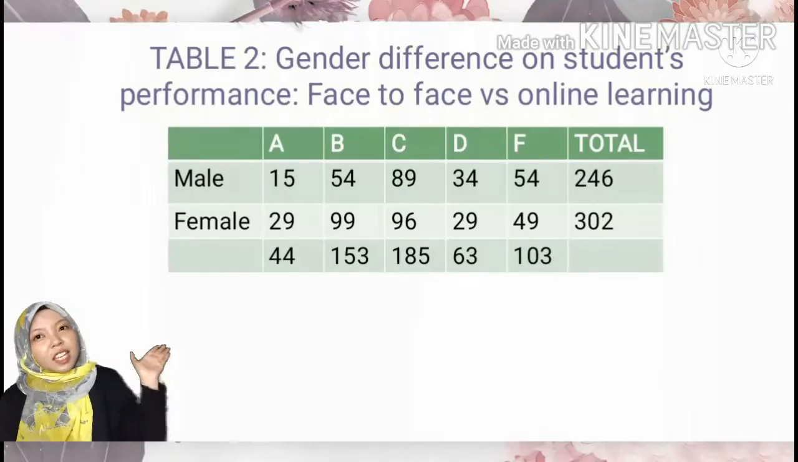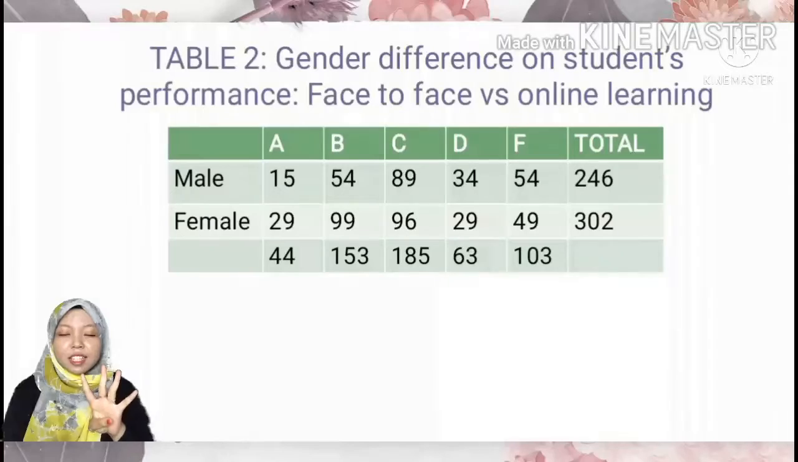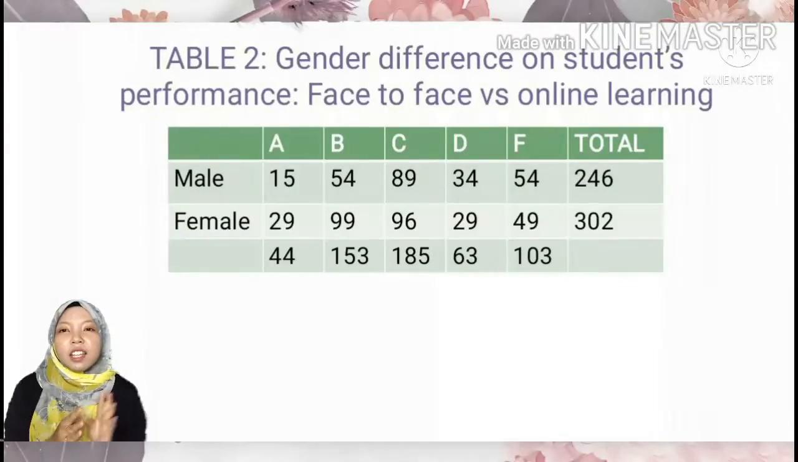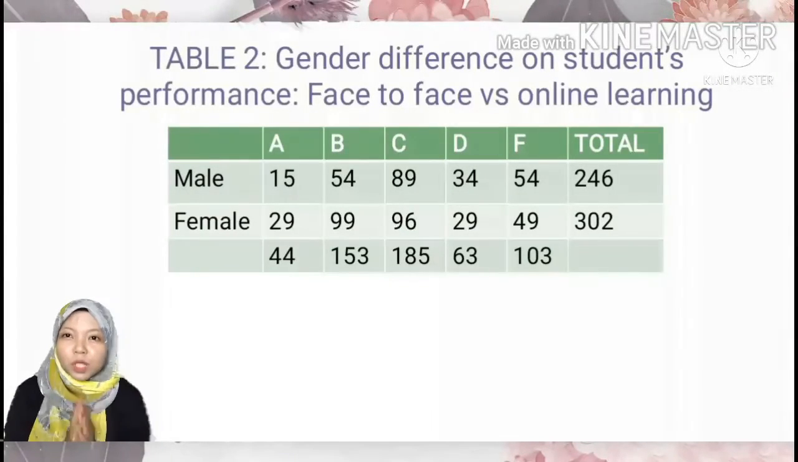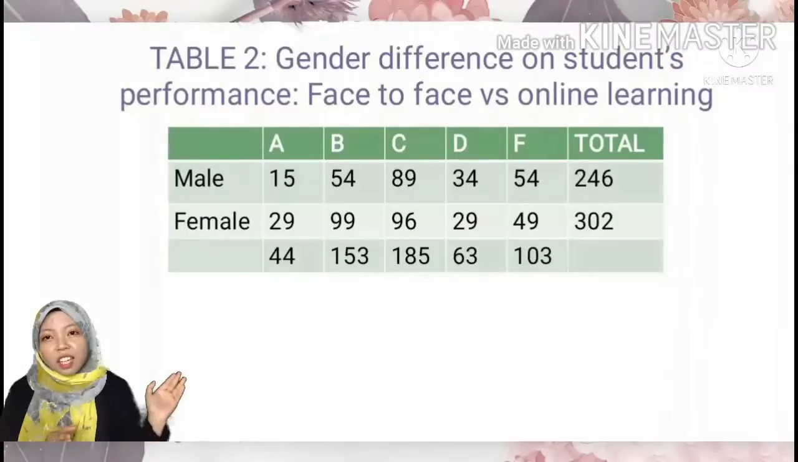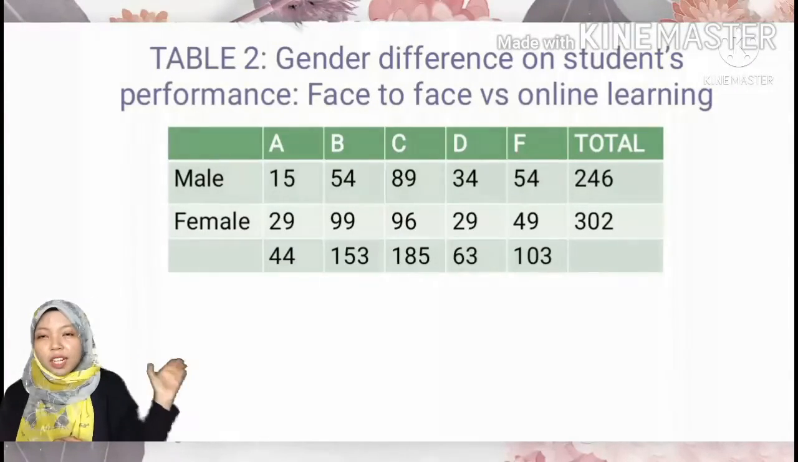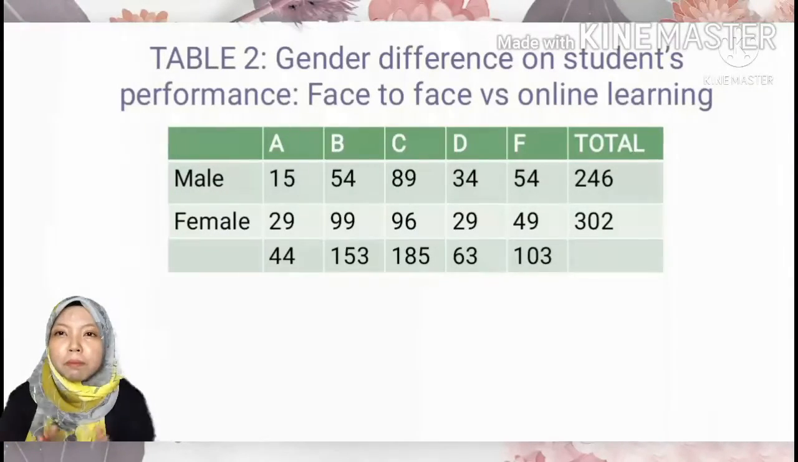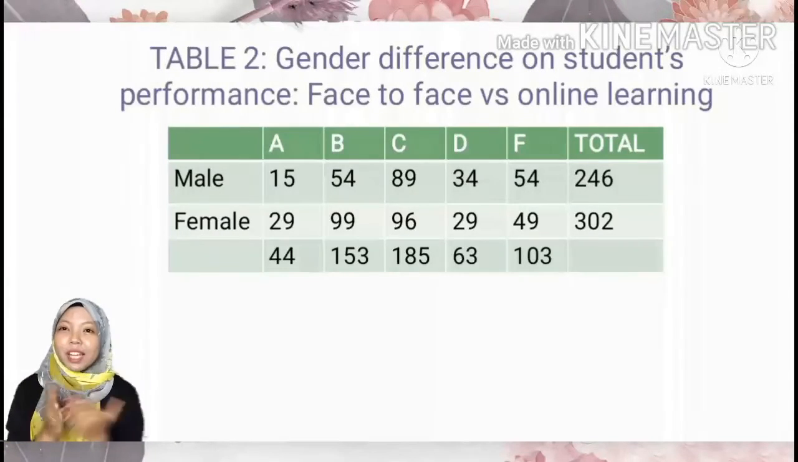Okay, if you look at the information they give, they have 4 classes: A, B, C, and D. These classes have female and male students. They are giving me the number of students in every class. Alright, I will make a bar graph, so I will show you my bar graph.